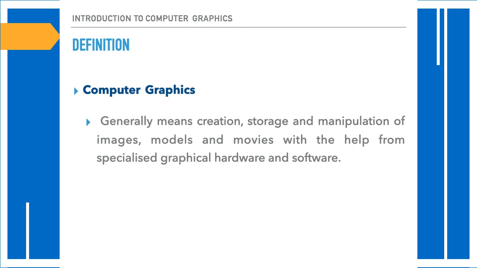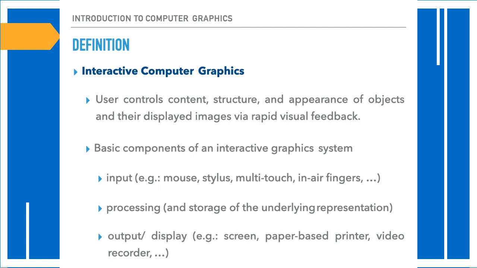Now, besides computer graphics, you might see the term interactive computer graphics quite frequently. When you see this interactive term, it means that the user can actually control the content, structure, and appearance of certain objects, and their display images, via rapid visual feedback. There are three basic components of an interactive graphics system: the input, the processing, and the output, or we may say the display.